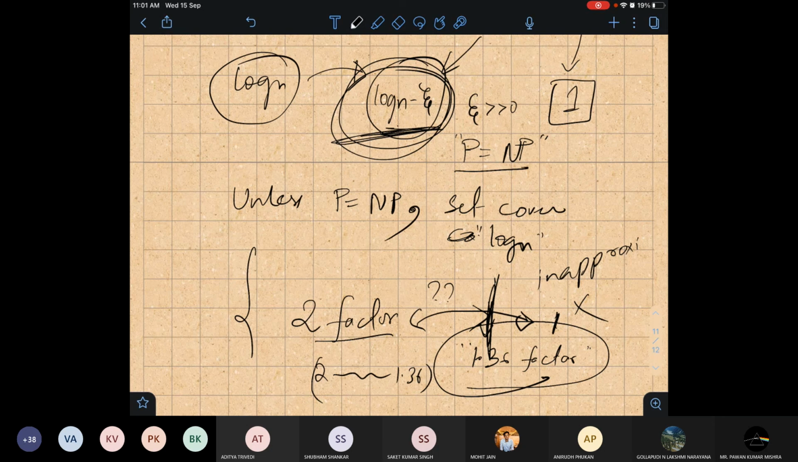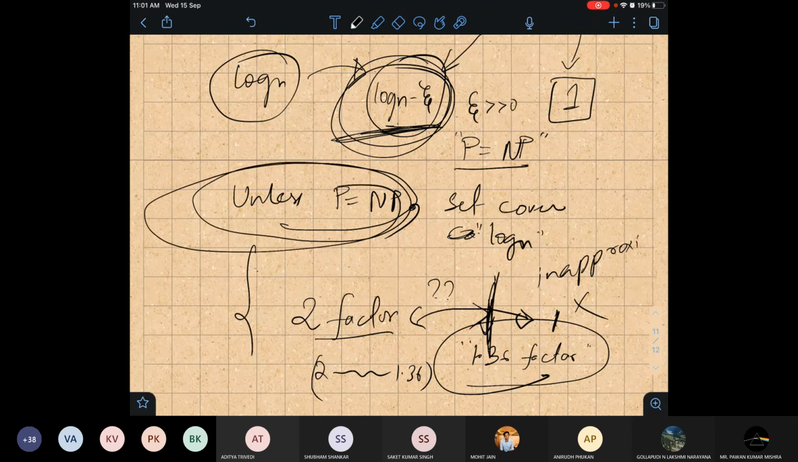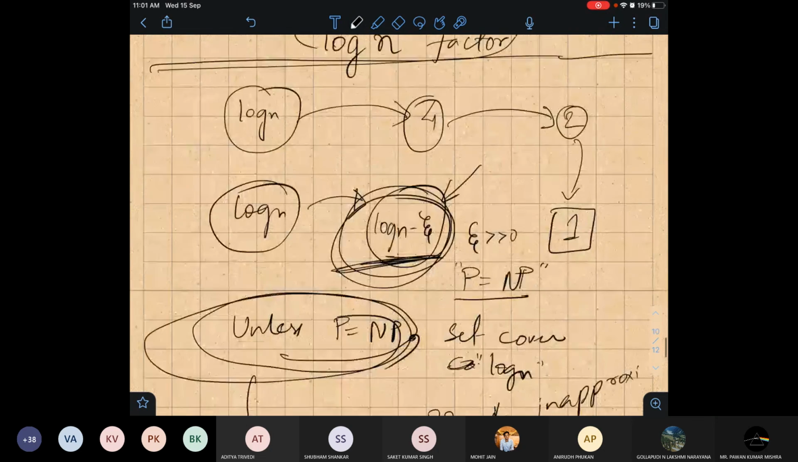Now the question is how people ensure these things. It comes to our mind: if we can ensure something like 1.36, then P is not equal to NP, and the problem is solved. No, these results are based on this assumption. Okay, so I will explain tomorrow how set cover gives log n.